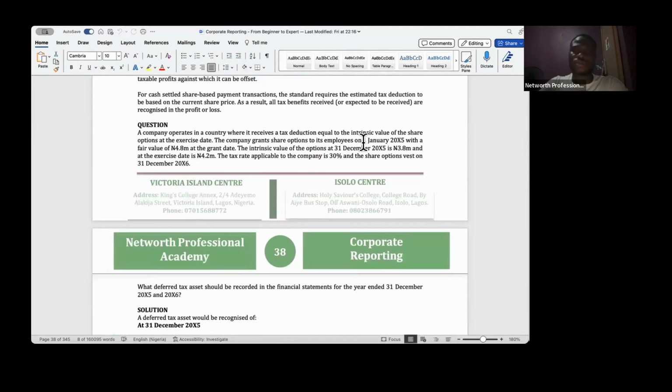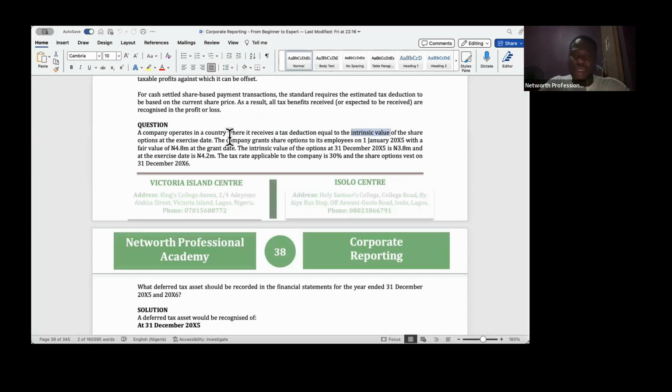Look at this question. It says that a company operates in a country where it receives a tax deduction equal to the intrinsic value of the share option at the exercise date. Look at the first sentence. That already settled it. They told us that it operates in a country where it receives a tax deduction equal to the intrinsic value. So they already gave me the tax base. The tax base is going to be the intrinsic value. Then the next thing I'm looking at is, okay, what is this intrinsic value? How much is it? Then it's over.